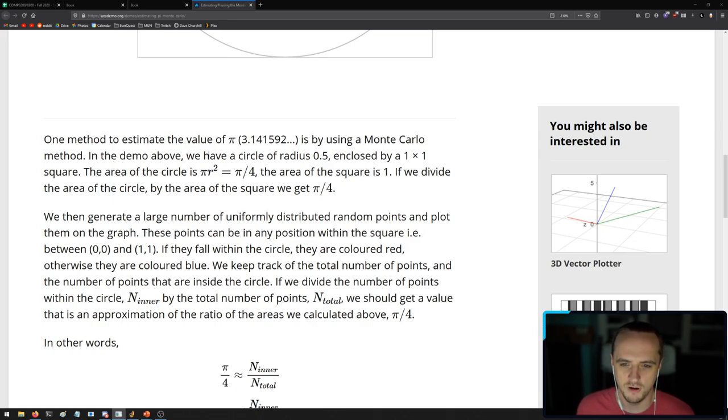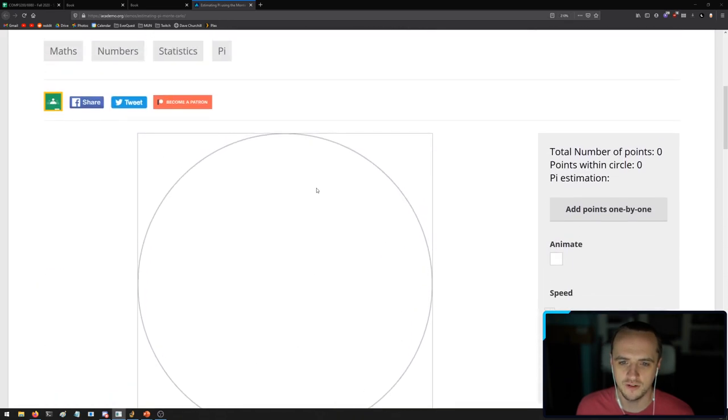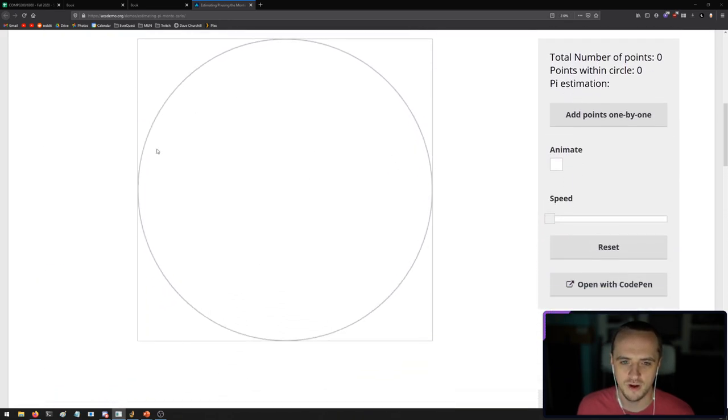In the demo above, we have a circle of radius 0.5 enclosed by a 1x1 square. The area of the circle is pi r squared, which equals pi over 4, because the radius is 0.5. The area of the square is 1. If we divide the area of the circle by the area of the square, we get pi over 4. So we know the ratio of the area of the circle to the area of the square.